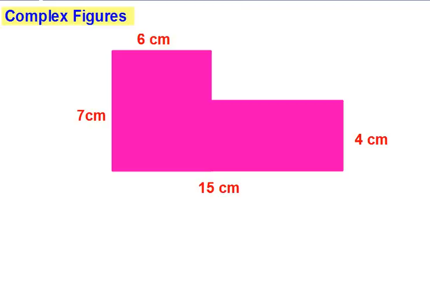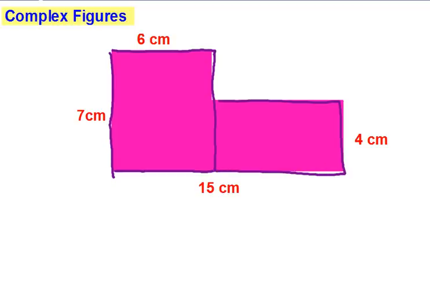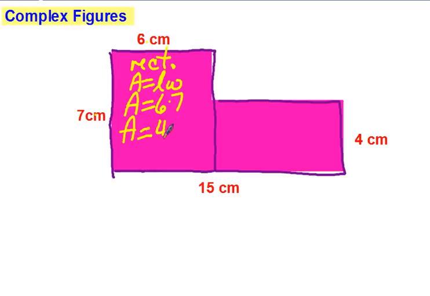For complex figures, you want to find the figures that you could add together. In this case, we could have two separate rectangles. For the first one, we would say this is a rectangle. Area equals length times width. We want to find these separately. Area equals 6 times 7. So the area of this portion is 42 square centimeters.